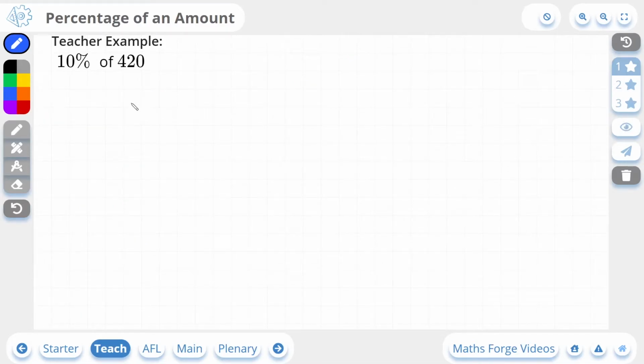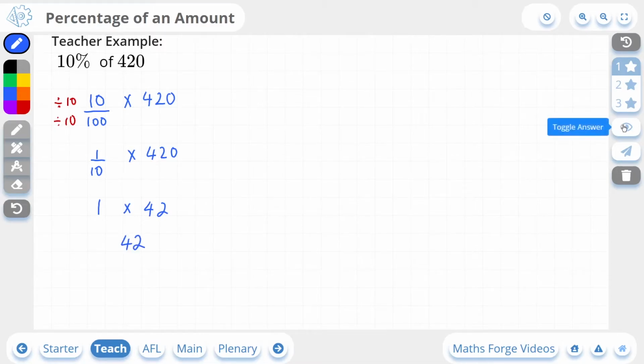We'll do another One Star example, finding 10% of 420. So 10% can be written as 10 over 100. That's 10 per 100. And then we're going to multiply this by 420. Now 10 over 100 can be simplified if you divide the numerator and the denominator by 10. This will now give us 1 over 10. And we're going to multiply this by 420. And of course, when multiplying a fraction by a number, we just take the number and divide it by the denominator, 10. So 420 divided by 10 is 42. And then we multiply it by the numerator, which is 1. This gives us a final answer of 42. And if we check our answer, there it is.